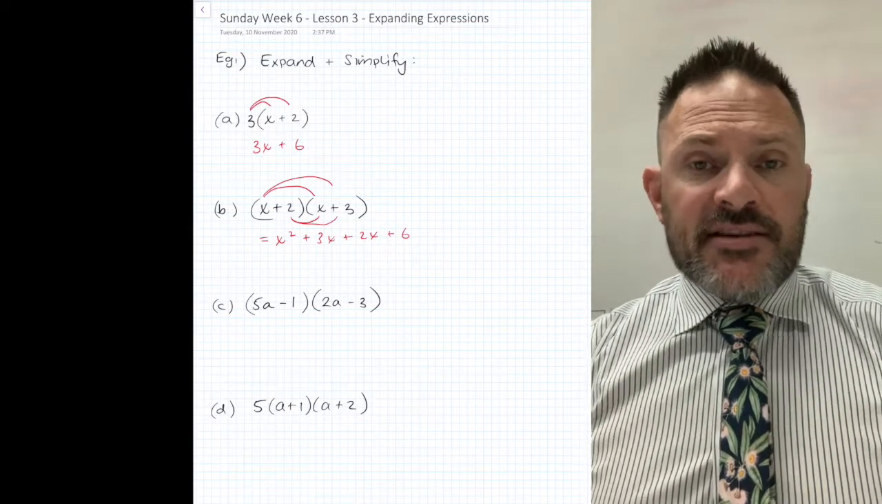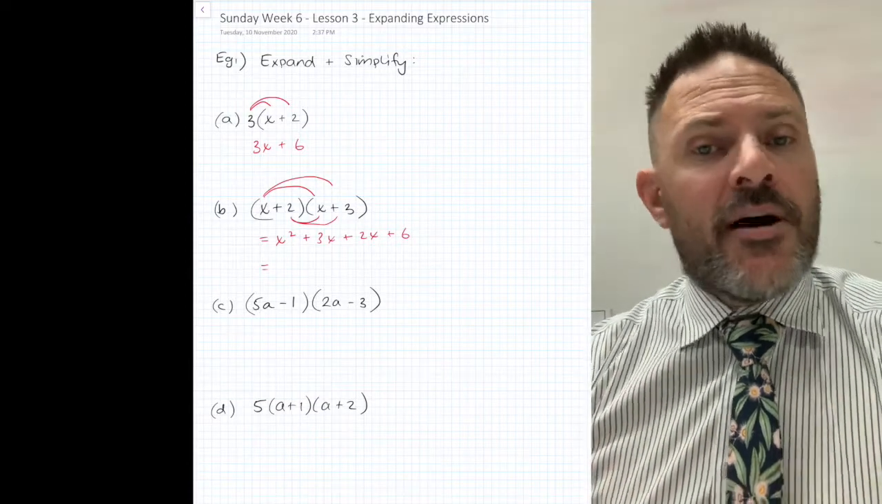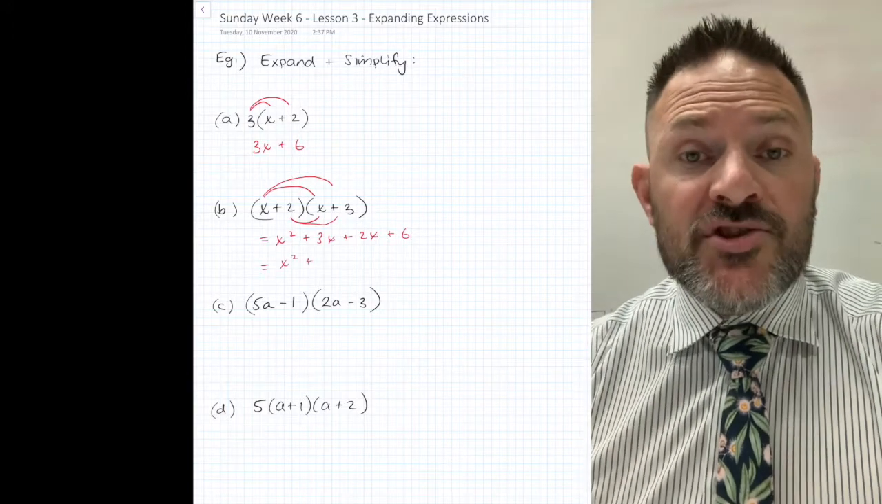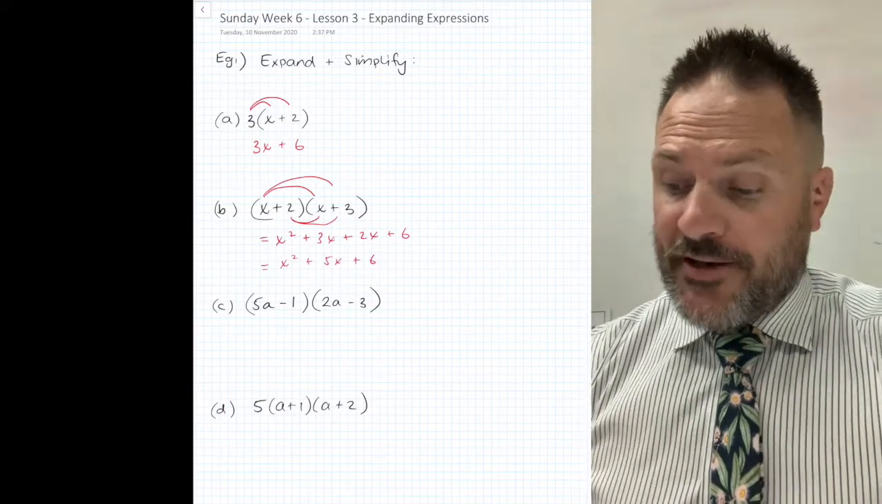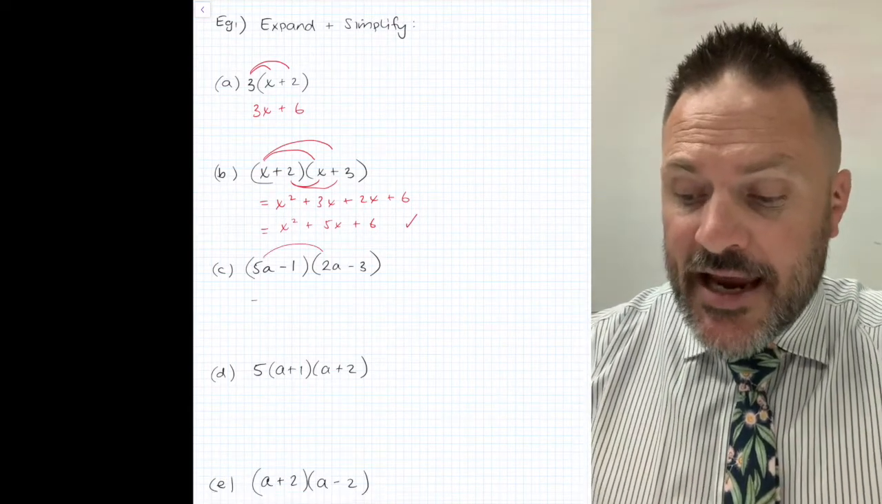Now, even if it doesn't say simplify, we want you to simplify. No matter what happens, if you can simplify, you must. So in this case, we have some like terms. 3x and 2x is 5x. So 5x, and we're going to add the 6 there. Perfecto. All right, the next one, 5a times 2a is 10a squared.